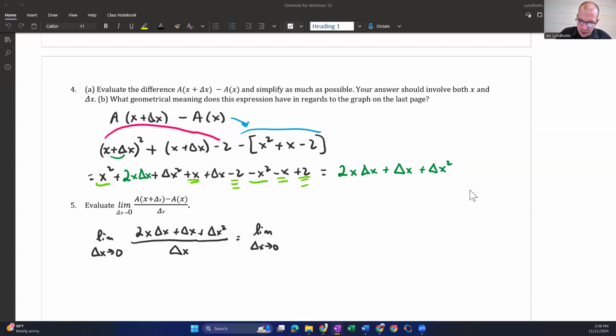If we divide through by delta x, we're just going to get 2x for that first term. We're going to get a plus 1 for that next term, and then plus delta x for the last one. Because that was squared, it doesn't cancel out totally. And then as we take the limit as delta x goes to 0, this just turns into 2x plus 1.